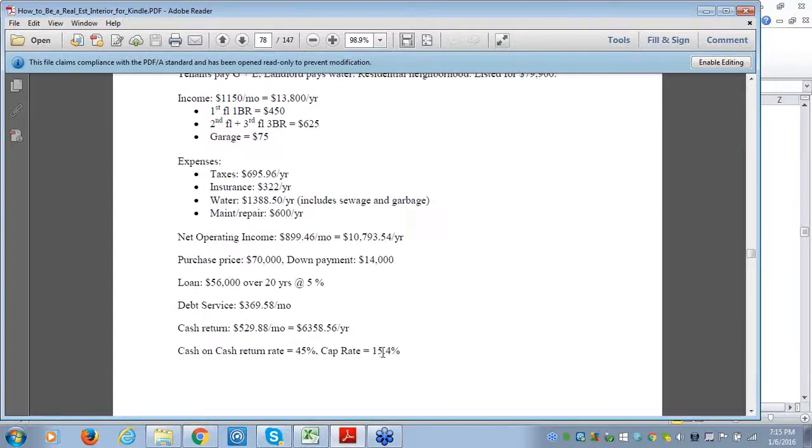On the surface, you're thinking, holy smokes, I'm going to make 15% on my money. And the answer is you sure can if everything works out. But you have to account for risk. So the risk ratio for this property is also 15.4%. What that means is, if you had a 5% cap rate, sure, you're not making a lot of money, but your risk level is very low. You've got a 5% chance of things going wrong. On this property, you've got a 15% chance of things going wrong, okay?